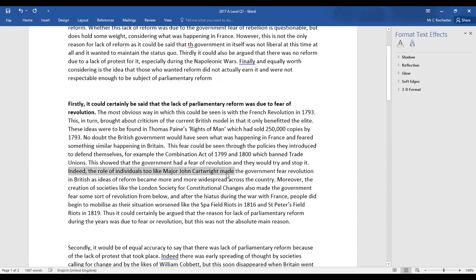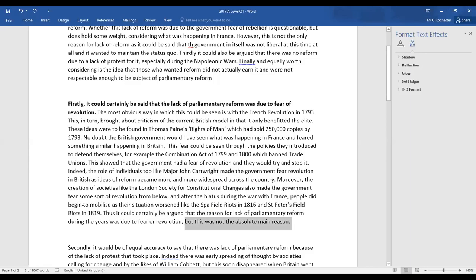Indeed, the role of major individuals like Major John Cartwright made the government fear revolution in Britain as ideas of reform became more widespread across the country. Moreover, the creation of societies like the London Society for Constitutional Information also made the government fear some sort of revolution from below, and after the hiatus during the war with France, people did begin to mobilise as the situation worsened, like the Spa Fields and St. Peter's Field riots. Thus, it could certainly be argued that the reason for lack of parliamentary reform during the years was due to fear of revolution, but it was not the absolute main reason.